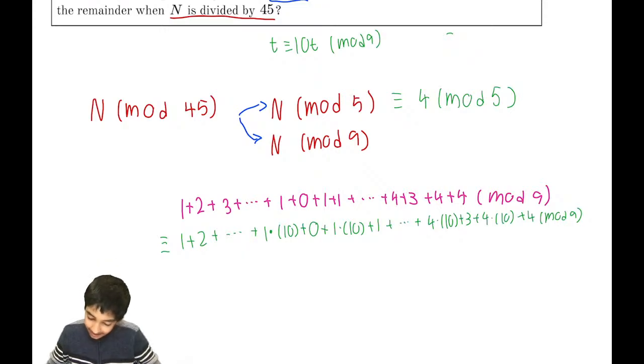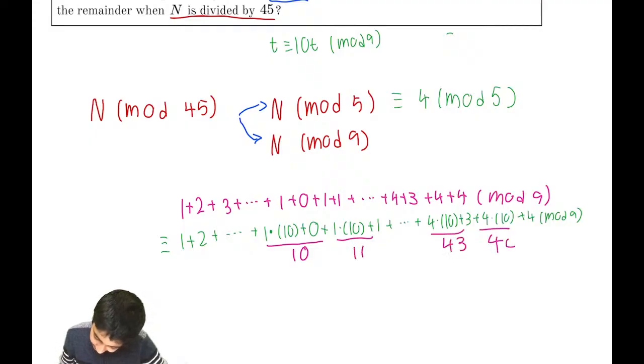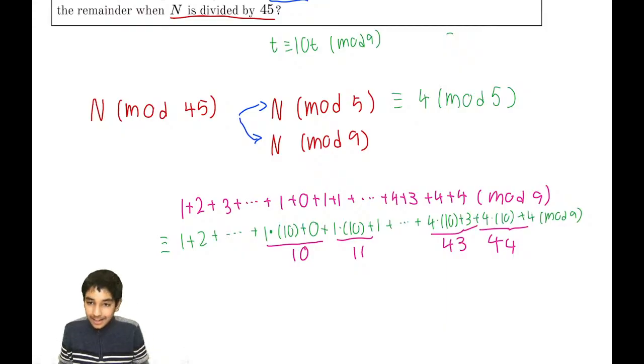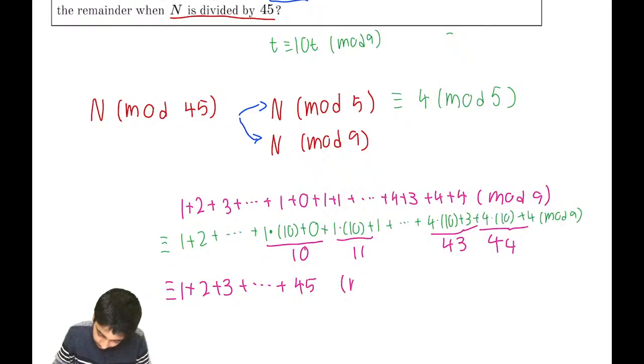Now, what is this last expression mod 9? Notice that 1 times 10 plus 0 is 10, 1 times 10 plus 1 is 11, and so on up to 43, 44. What does that mean? Well, that means that the sum of the digits of this big expression is the same as just 1 plus 2 plus 3 all the way till 44 mod 9, because of the 10-digit property I just explained. Sorry, till 44, not 45.